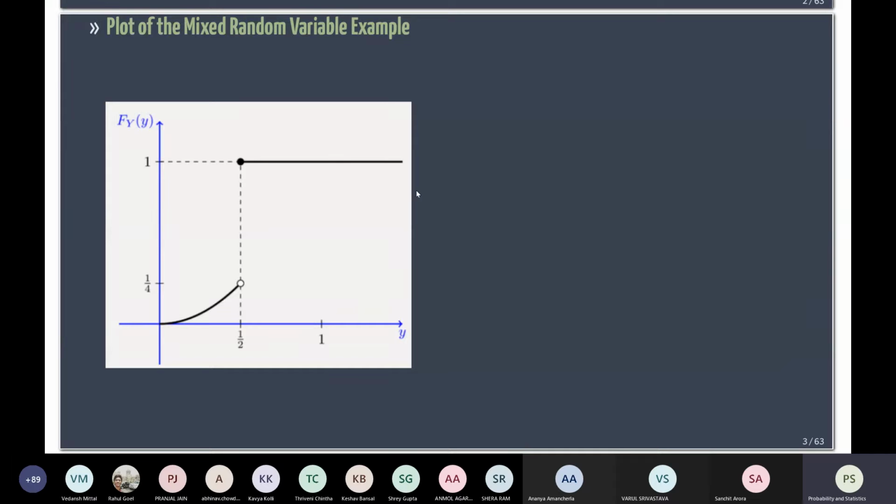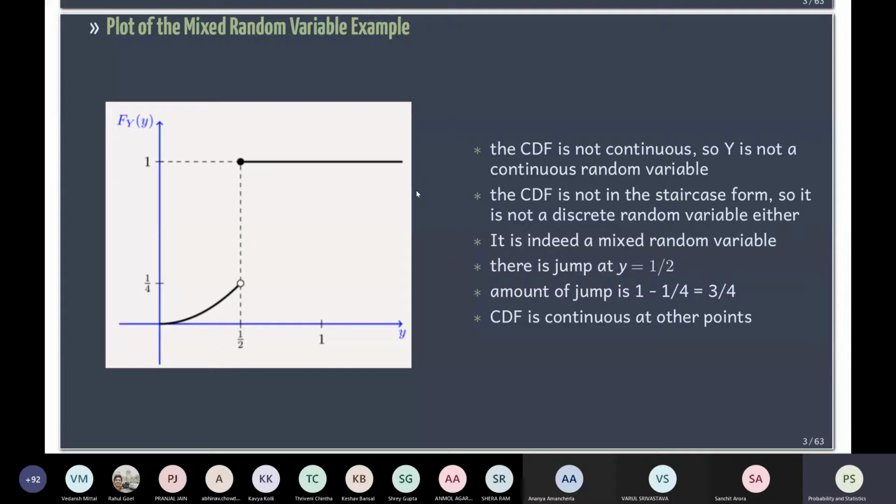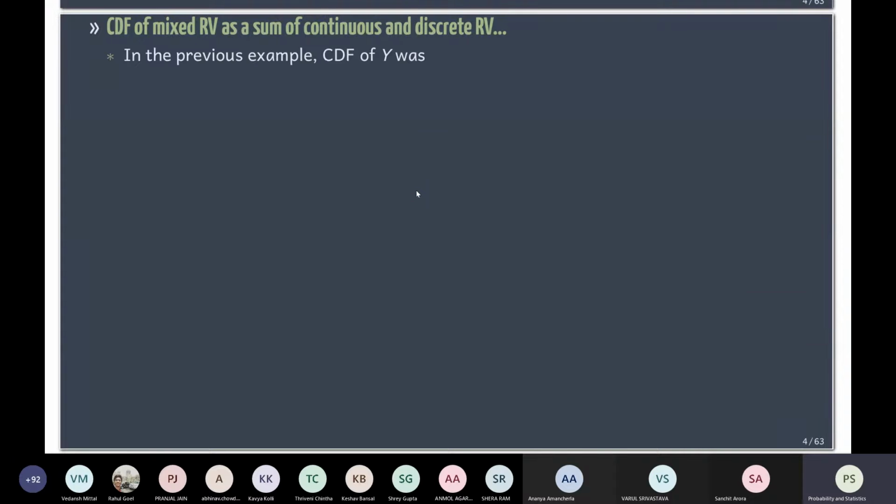And to recall everything in terms of a picture, this is what we saw. The CDF of y looks like this. It clearly has a jump at y equals half, and hence it's continuous for y less than half, and for y greater than half it's continuous, but there is a jump at y equals half. So that's where there is a discontinuity. So it's not a continuous random variable, and it's not in staircase form either. So we declared that it's a mixed random variable.